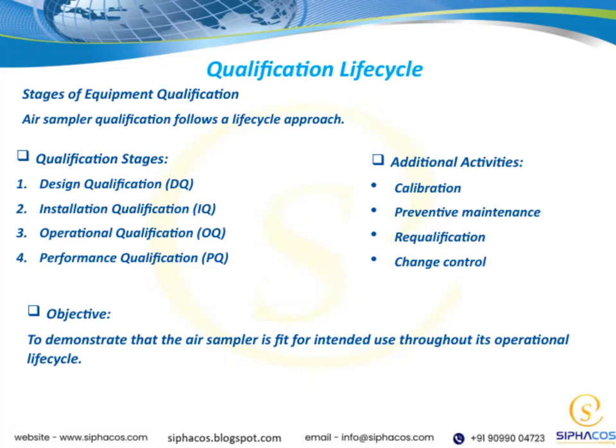Now, let's take a look at some additional activities that are essential for maintaining the integrity of our air sampler. These include calibration, preventive maintenance, requalification, and change control. Each of these plays a vital role in ensuring the device remains fit for its intended use throughout its operational life cycle. Calibration is about verifying and adjusting the sampler to ensure accurate and reliable performance.